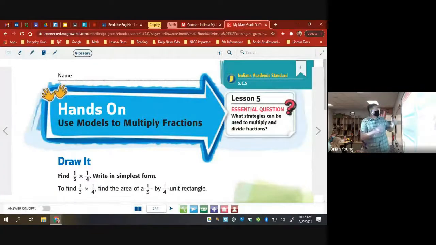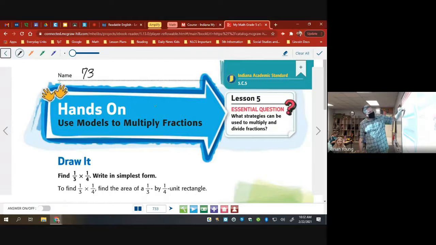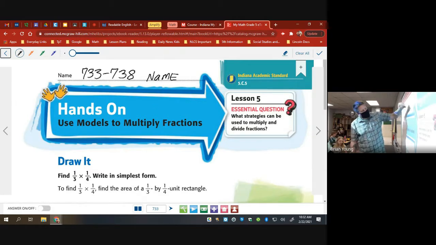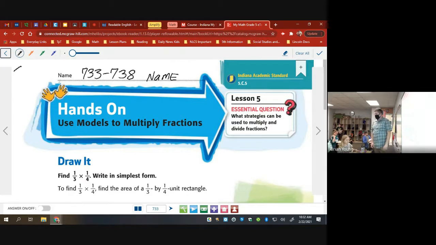All right, so turn in to page 733 to 738. Put your name on it. And then when you get the time to staple here later, it goes right over here. And this page here goes on top. And you forgot that, Ireland.